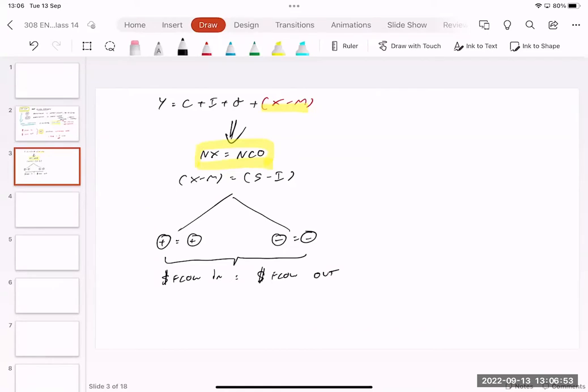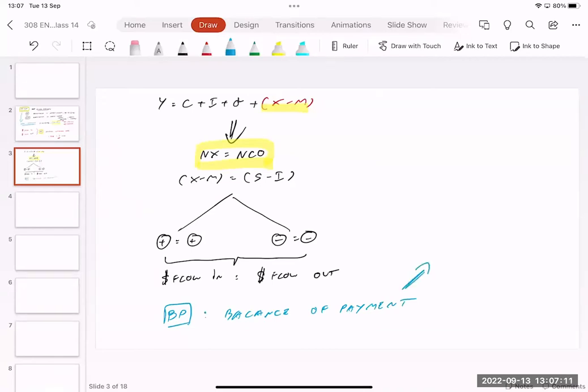So when the money flow in is equal to the money that flows out, we call this situation BP. That comes from balance of payment. We call this situation the balance of payment, and we use BP as the abbreviation.